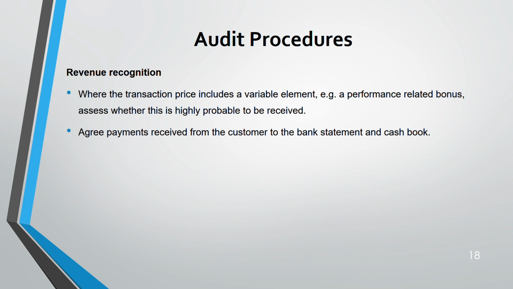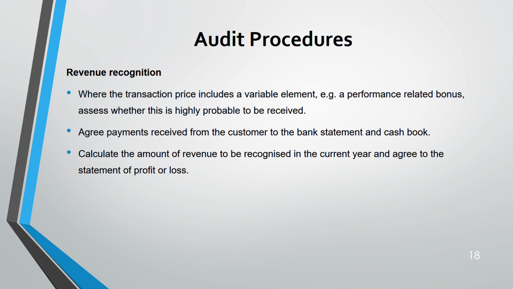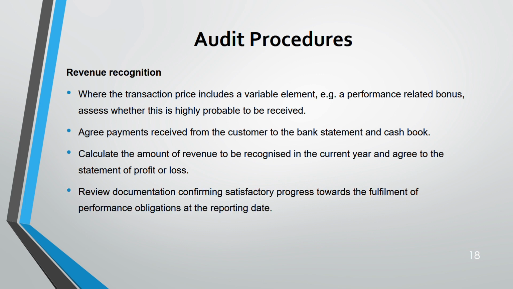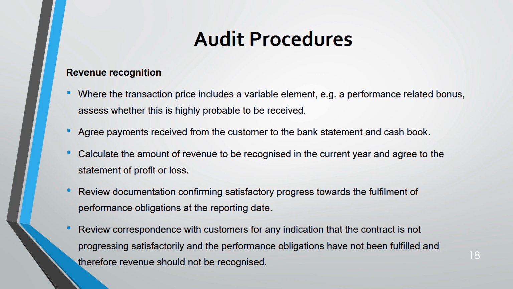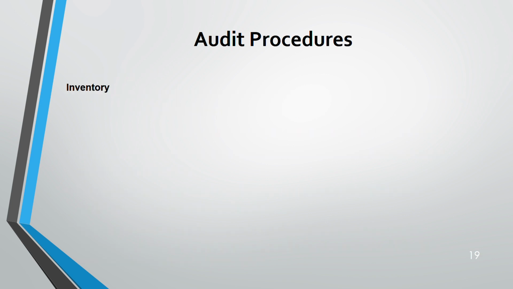Next, agree the payment with the bank statement and cash book, the payment that you have received from the customer. Then calculate the amount of revenue and agree this with the statement of profit and loss. Review documentation relating to the progress towards fulfillment of performance obligation, and review the correspondence with customer. Then only you can see whether you are progressing ahead or not with the contract. If you're not progressing ahead, do not recognize revenue. Otherwise, recognize.